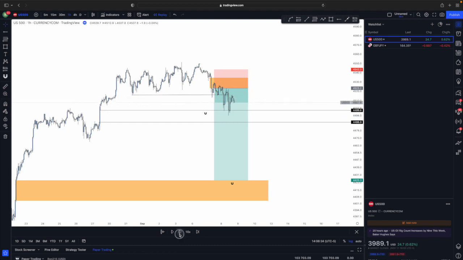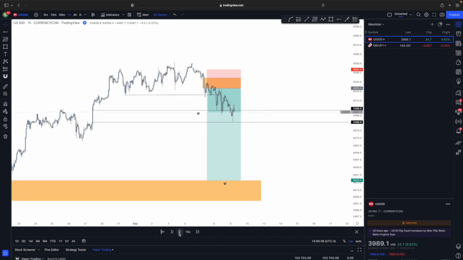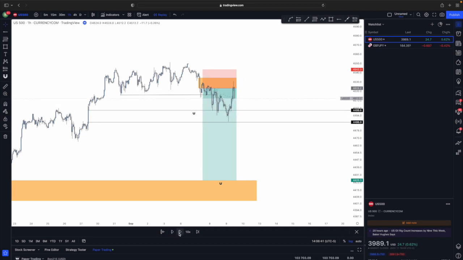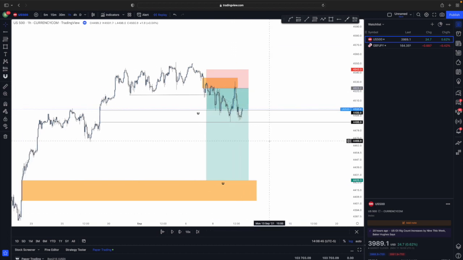See, that FVG was strong though. Okay, price shoots down lower. Price comes back to entry again. Okay, I'm just going to let it rock.